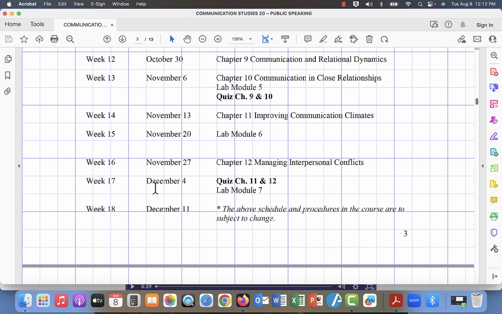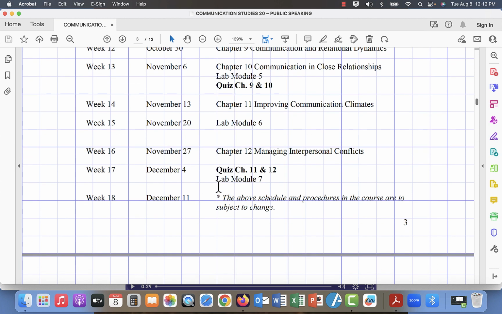Our week 17 starts on December 4th, and during that last week we'll have a chapter 11 and 12 quiz and a lab module number 7 due. There's no cumulative final, there's none of that stuff. I think it's very difficult to ask someone to regurgitate information from 3 or 4 months prior, so that's why I try to keep the quizzes short and concise. It's easier for us to remember information that I would like you to know.